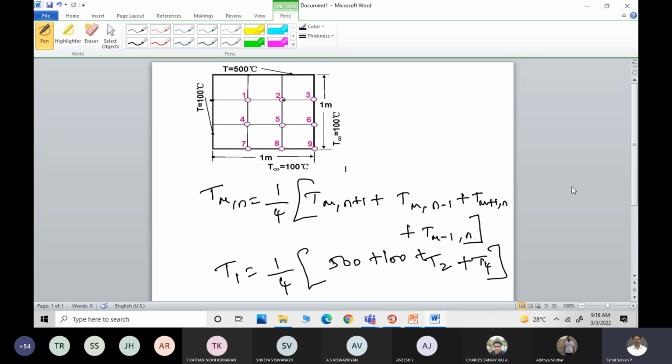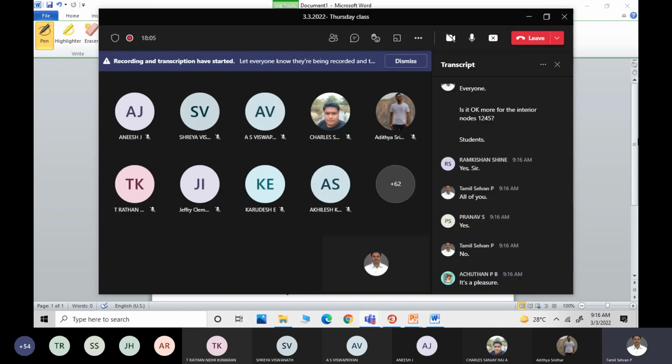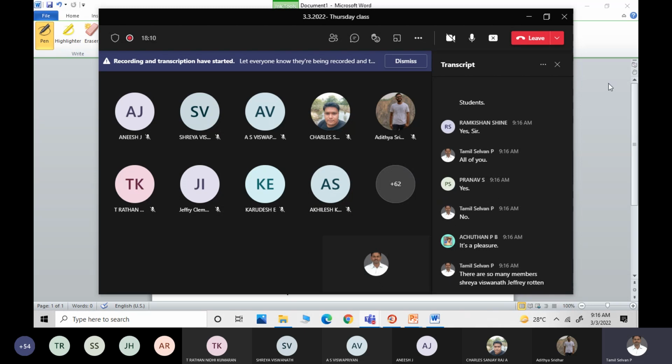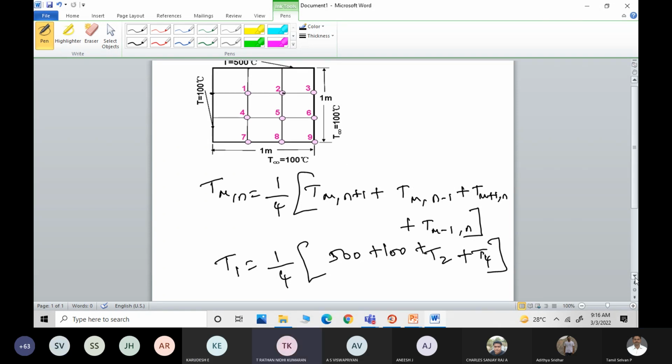Only Charles is saying yes. What about others? Achudan? Yes, sir. Everyone? Is it okay for the interior nodes 1, 2, 4, 5? Students, all of you? Yes, sir. Clear, sir. There are so many members: Shreya, Vishnath, Jeffrey, Ratan, Karudesh. All of you are there? Yes, sir. We are checking it, sir.